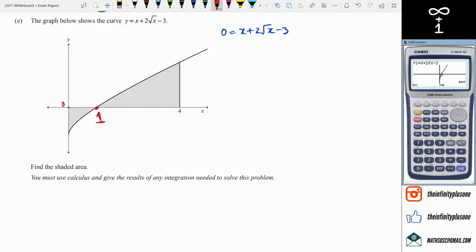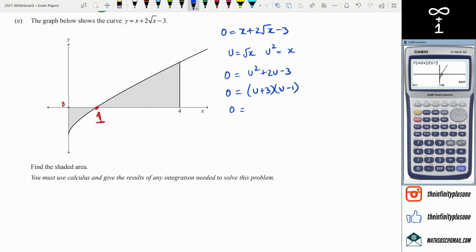Now, if you want to actually know how to do this, then looking at this, this is square root of x. So this is the one where you do the u substitution. So you go u is equal to square root of x, and then u squared is equal to x. So 0 is equal to u squared plus 2u minus 3. 0 is equal to u plus 3 and u minus 1.